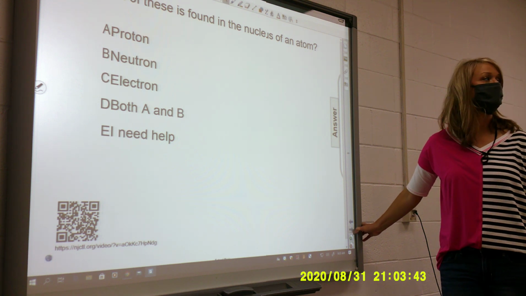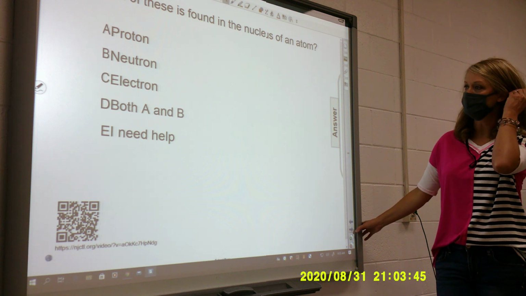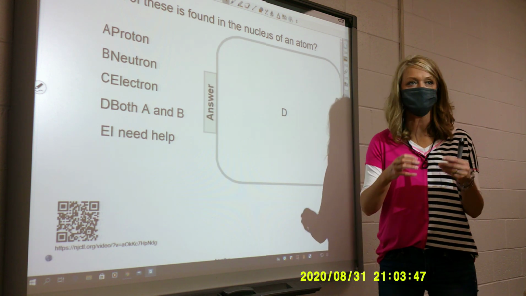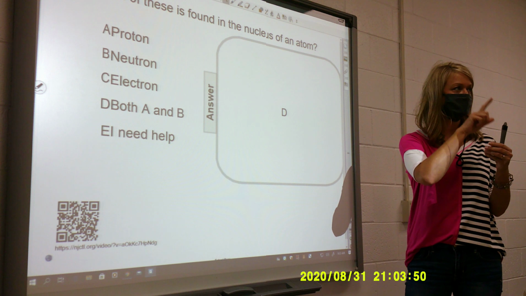Which one's found in the nucleus? What do you think, John? Both A and B, I agree. Protons and neutrons are in the nucleus. Electrons are on the outside.